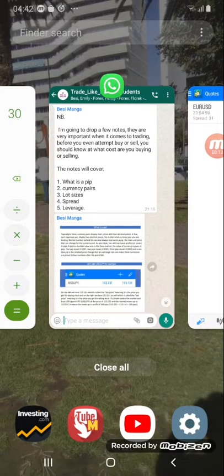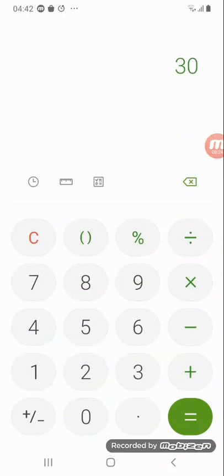Now what's the next issue? Let's talk about lot sizes. Now lot sizes, this formula is very important. How do you know what is the maximum lot size, or rather the maximum you can use depending on your balance?